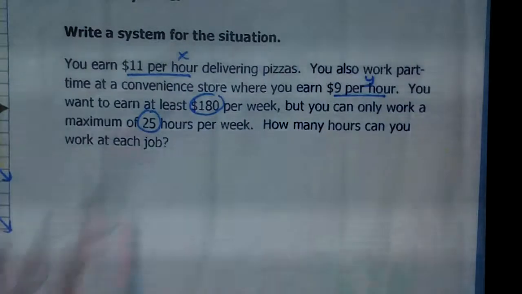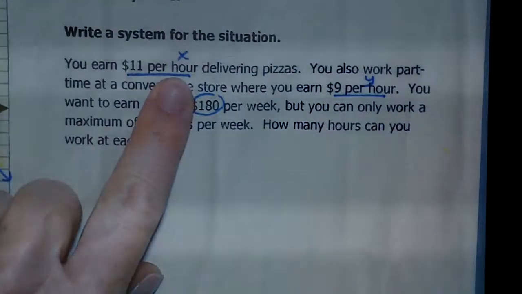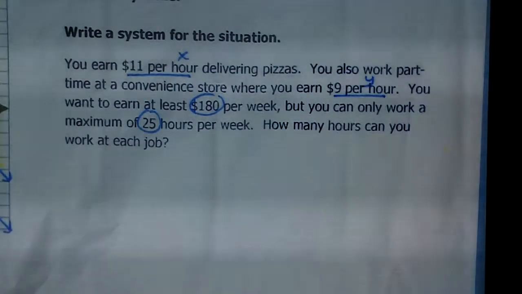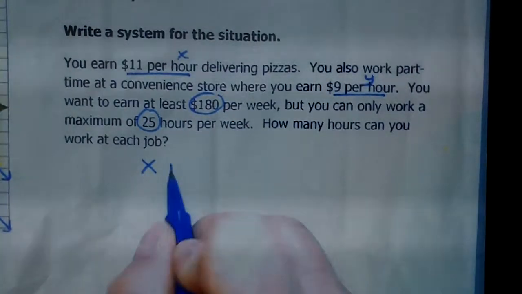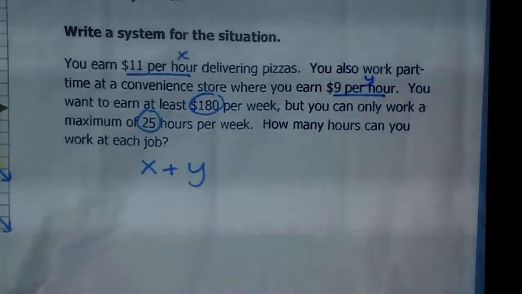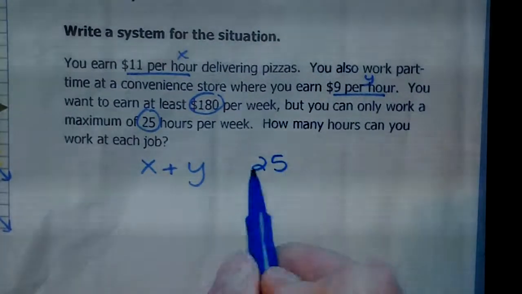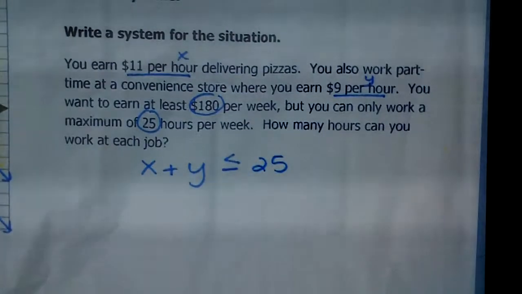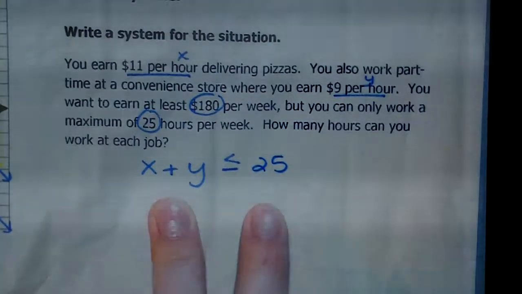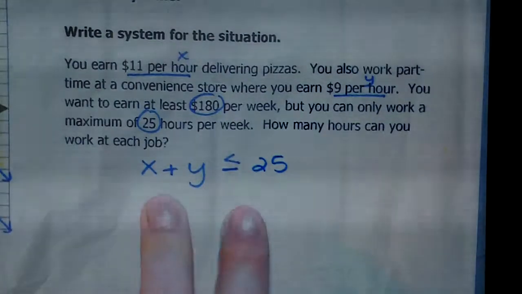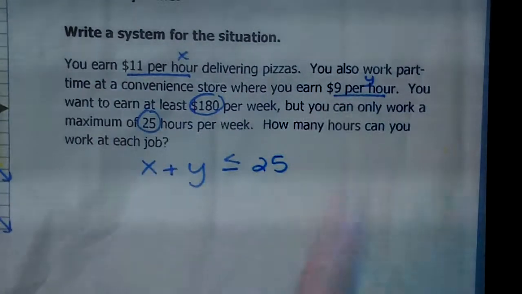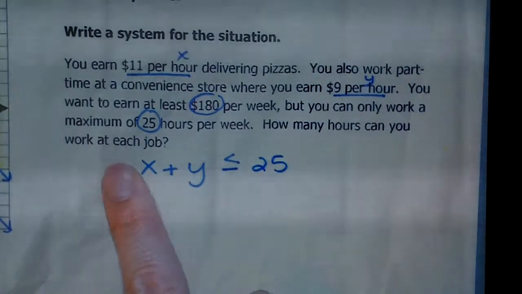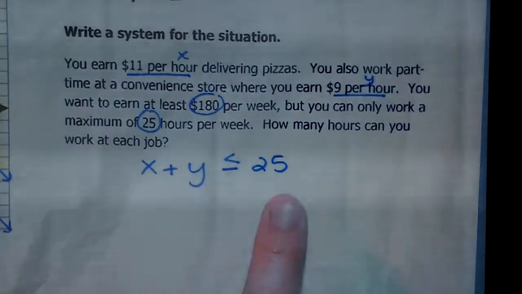So let x represent the number of hours at the pizza place, and y represent the number of hours that you work at the convenience store. If you add your hours at the pizza store plus the hours at the convenience store, we can only get 25 or less. So this first inequality right here has to do with hours. I didn't need to include the dollars per hour because this 25 has nothing to do with money. It's just hours. So the hours at one place plus the hours of the other place can be less than or equal to 25. Now let's talk money.